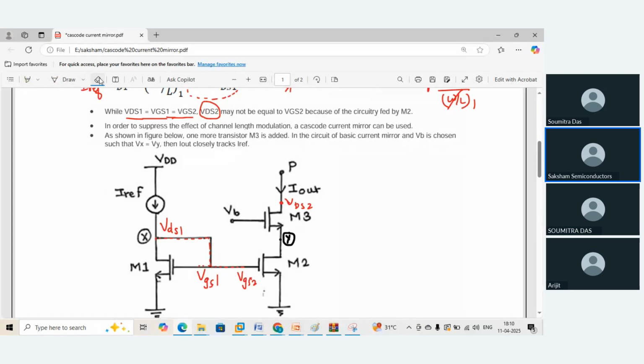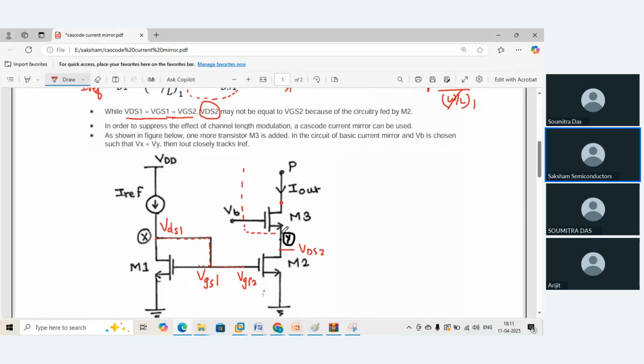VDS2 is below here. Just a moment, I'll drop it. Yeah, VDS2 may not equal VGS2 because of the circuitry fed by the M2. M2 is being fed by some analog block.